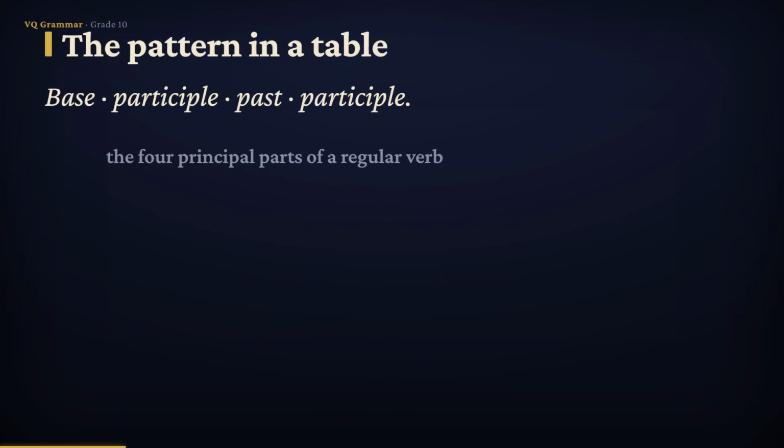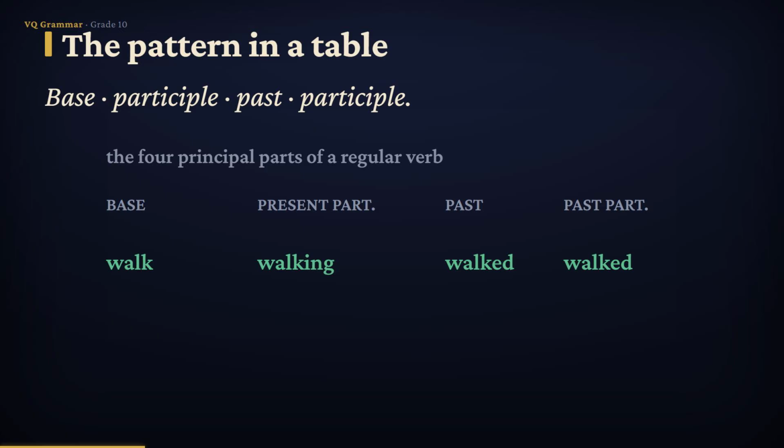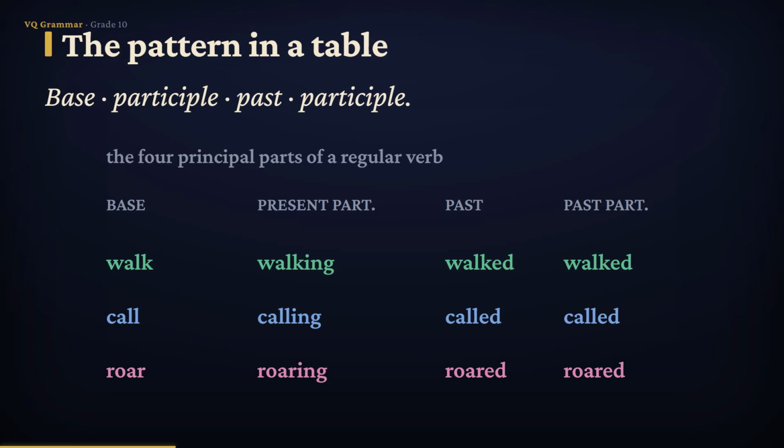Let's lay those 4 parts out in a table, because this pattern is much easier to see than to hear. Across the top, base, present participle, past, past participle. Take the verb walk. The base is walk. The present participle is walking. The past is walked, and the past participle is also walked. Now the verb call. Call, calling, called, called. And one more, roar. Roar, roaring, roared, roared.